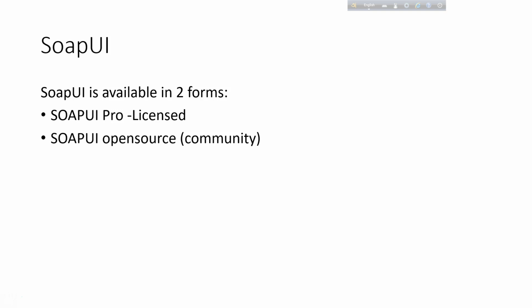SOAPUI is available in two forms. One is the SOAPUI Pro license. You have to buy a single license at $5.99 per year, and if you work in a team, you have to pay, I think, $4,190 per year. And for SOAPUI, we also have the open source community version.